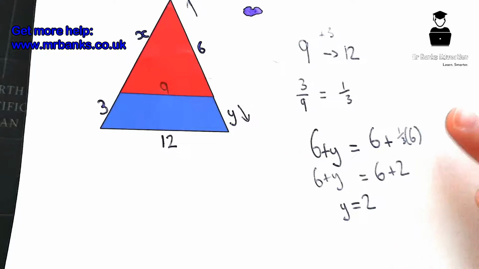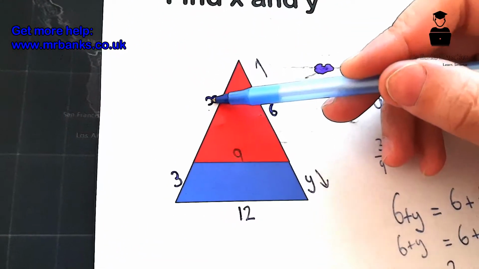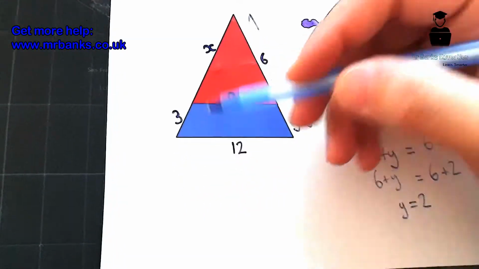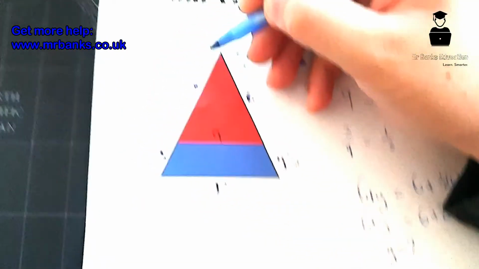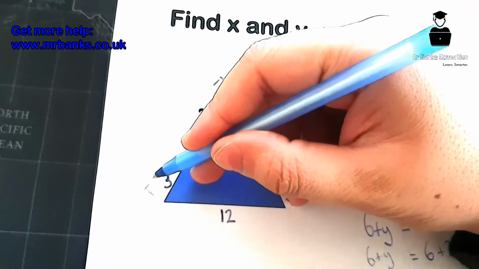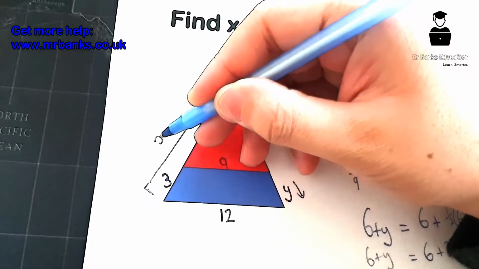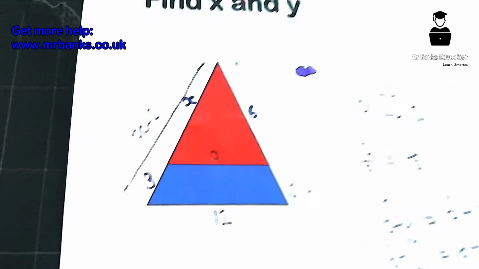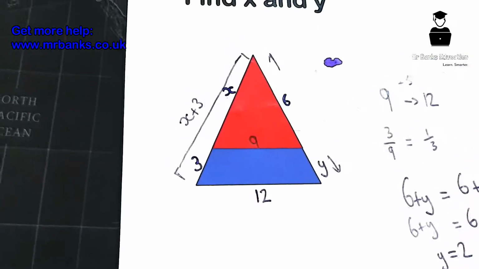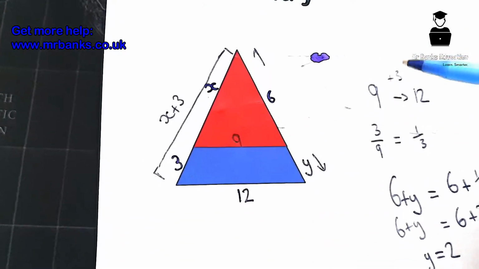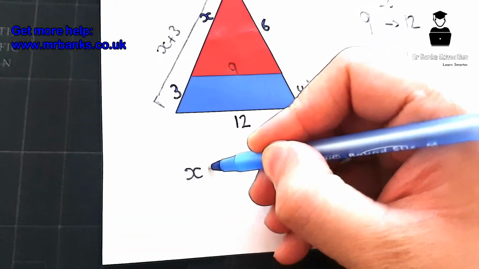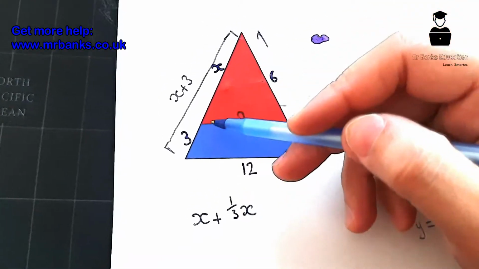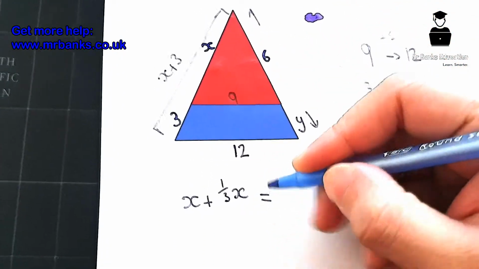Now on the other side, we have a similar sort of thing. This time we have x here, and we have the whole side here, which is x plus 3. So all of this side here, the new blue side, is called x plus 3. The red side is called x. We know that we have increased side x by 1/3. So x plus 1/3 of x is the same thing as x plus 3.